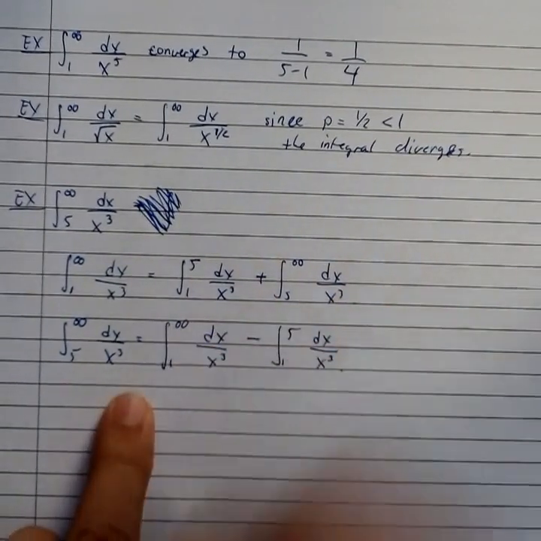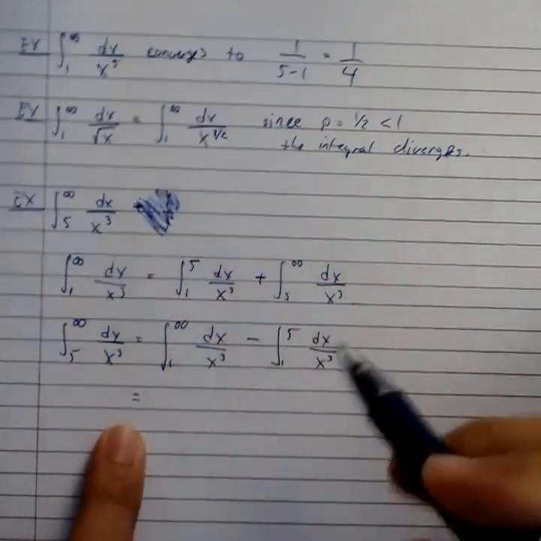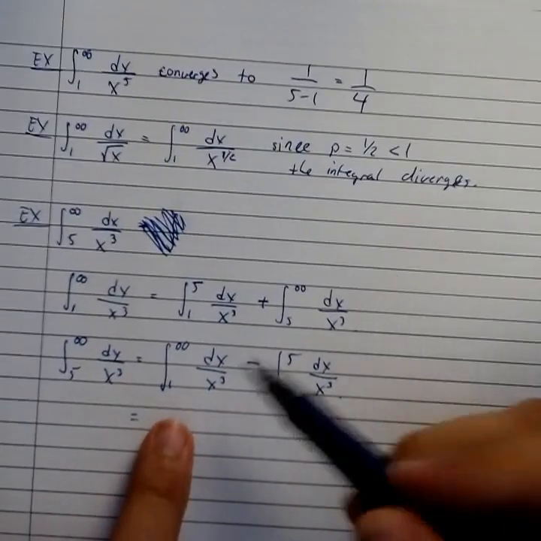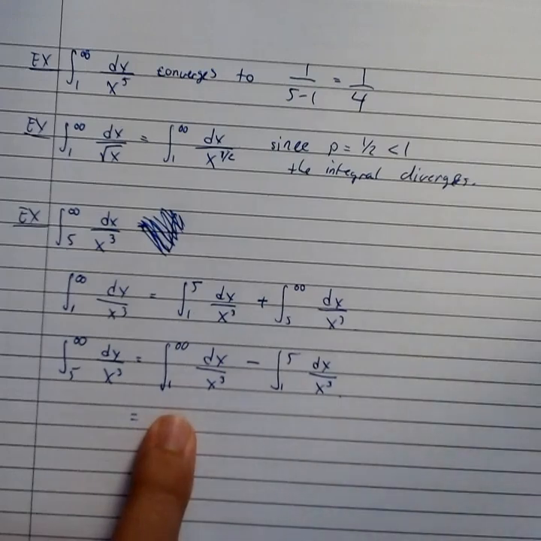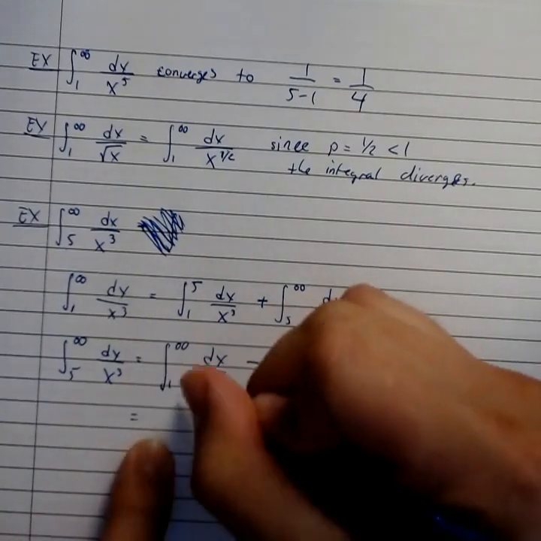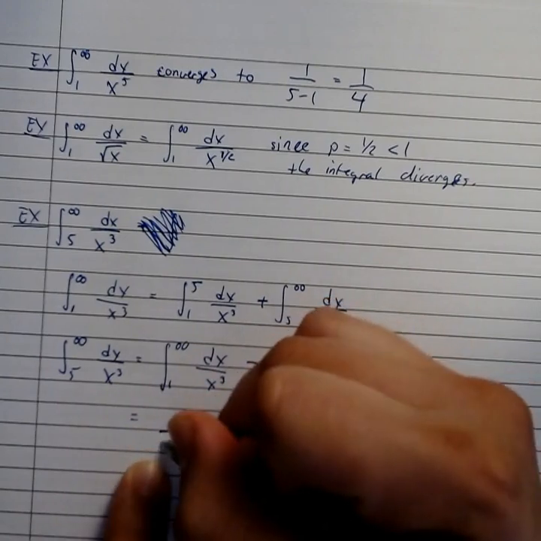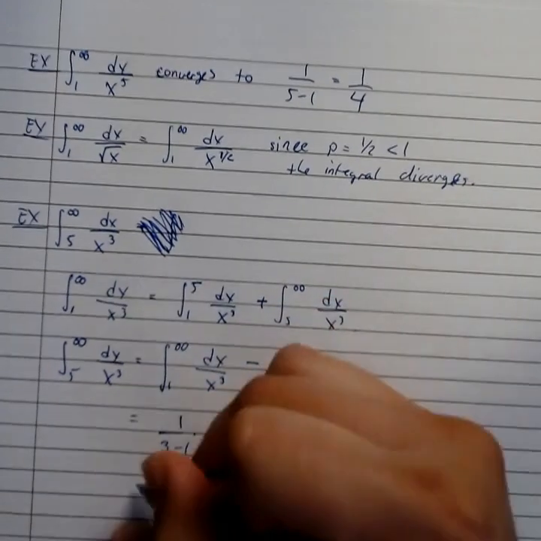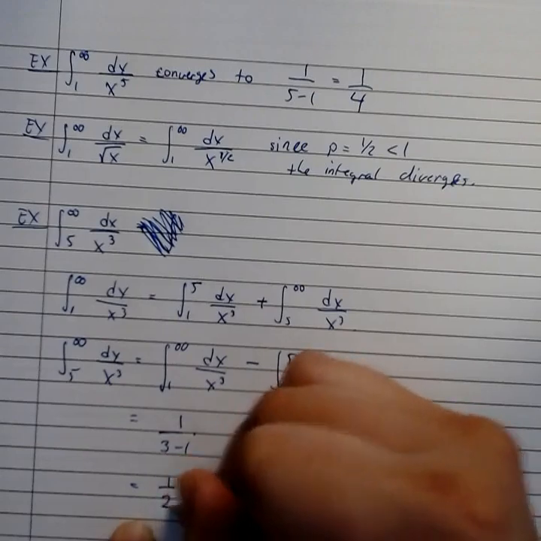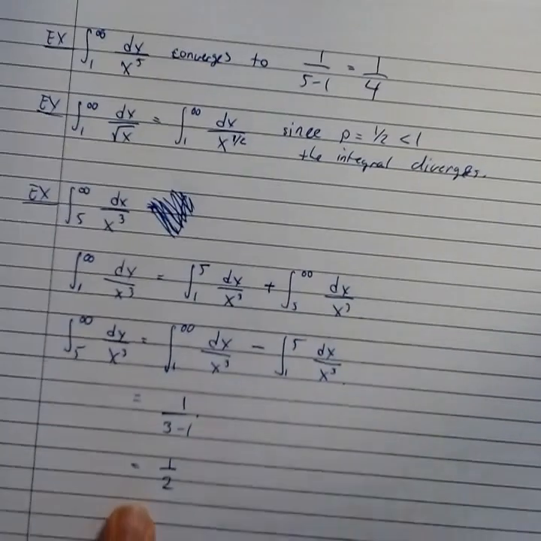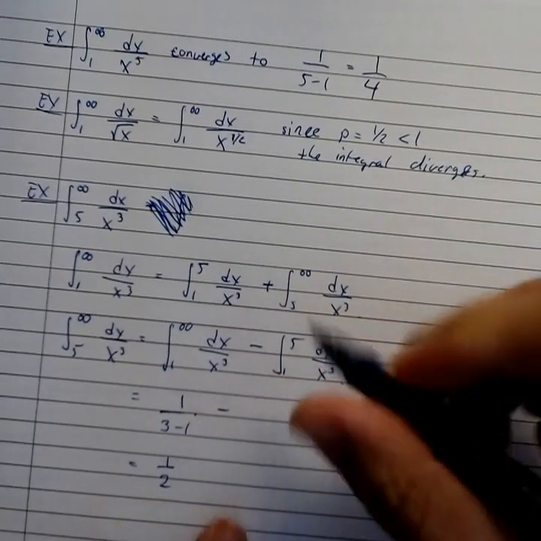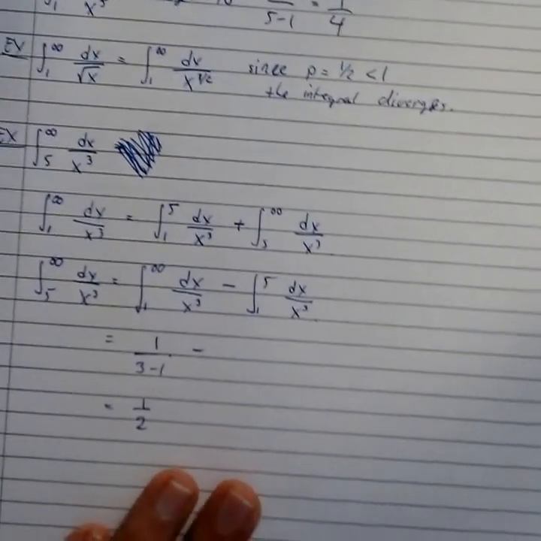So here, we can just do each of these on their own. This one, I can use my shortcut. Here, my power of p is 3. So this one will converge to 1 over p minus 1, which is just a half. And now I just have to find this one and subtract it. So here, that's minus, and now this just uses the regular old fundamental theorem.